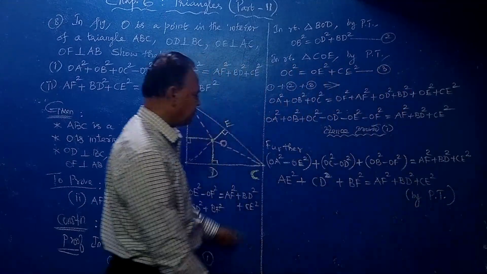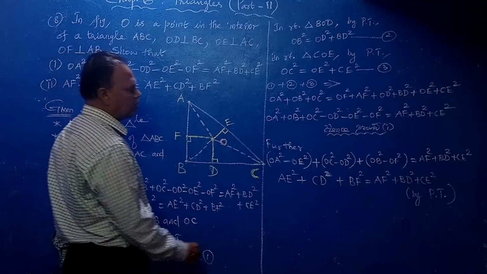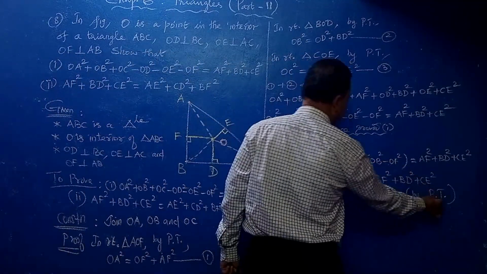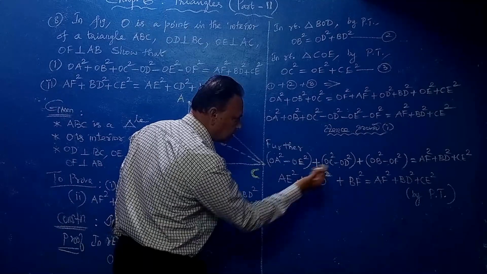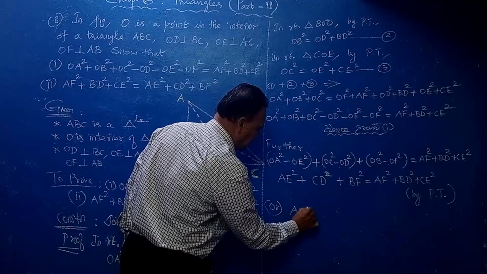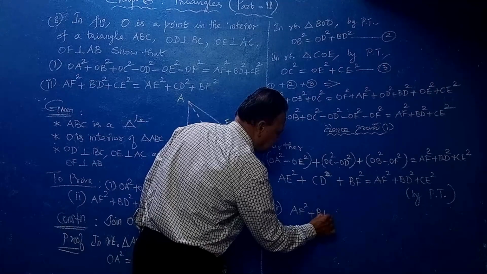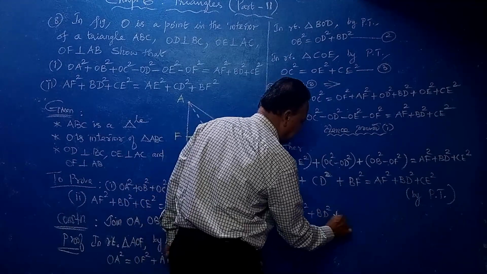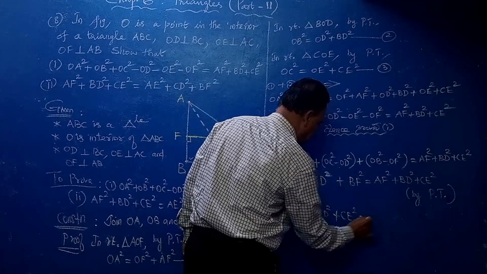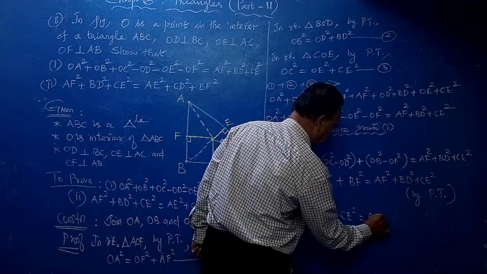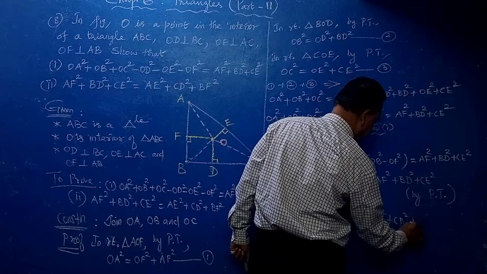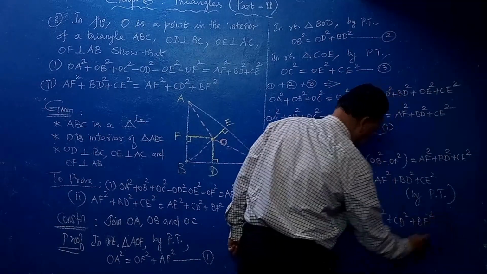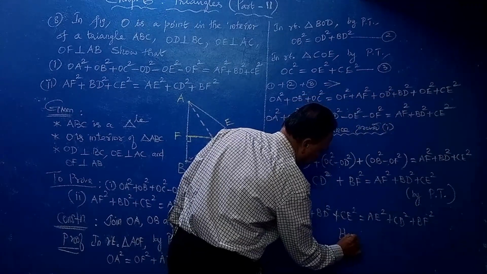Pythagoras theorem we use for all the three terms. You just rewrite: AF squared plus BD squared plus CE squared equals AE squared plus CD squared plus BF squared. Hence proved two.